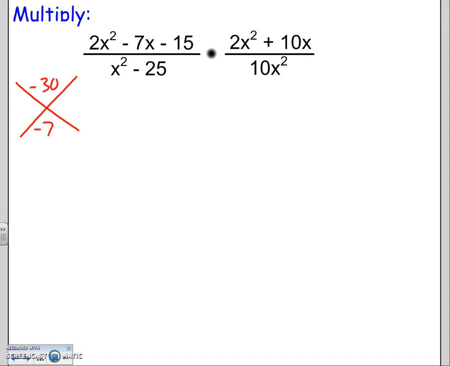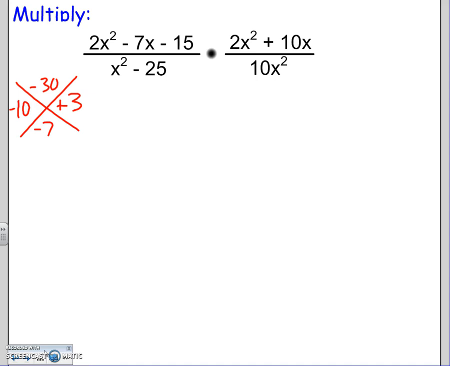B is on bottom. What 2 numbers multiply to negative 30 and add to negative 7? Would that be 10 and 3? Since 7 is negative, the bigger number has to be negative, and then the 3 has to be positive. Check the multiplication. Negative 10 times positive 3 is negative 30, so that's good.